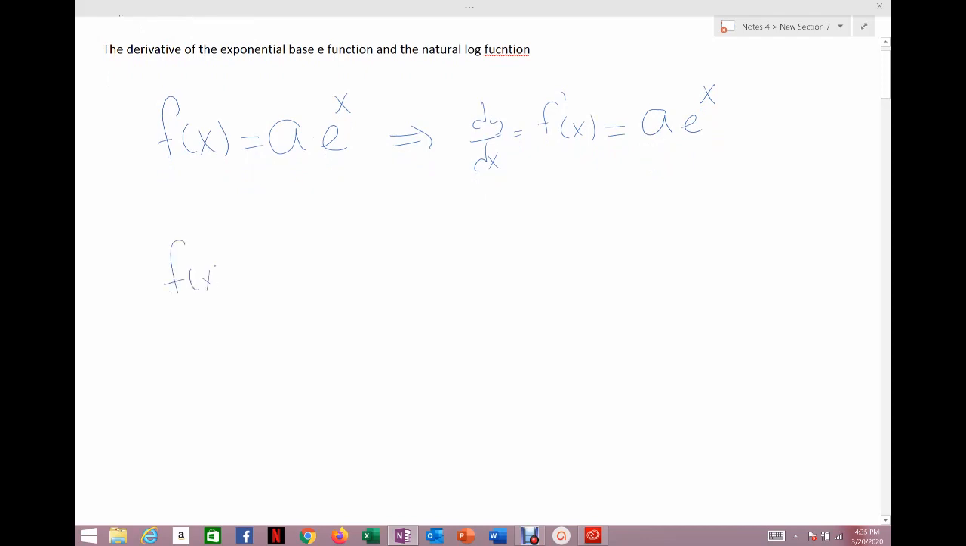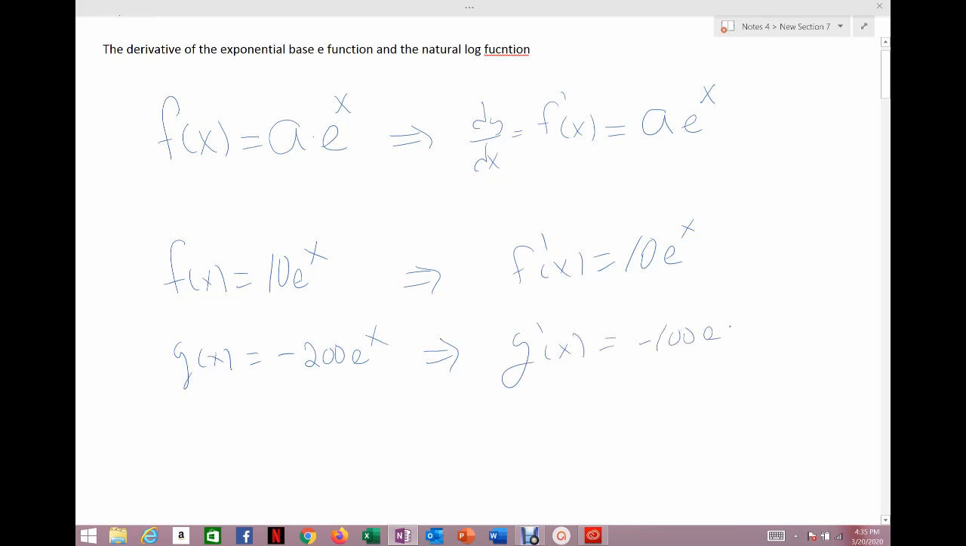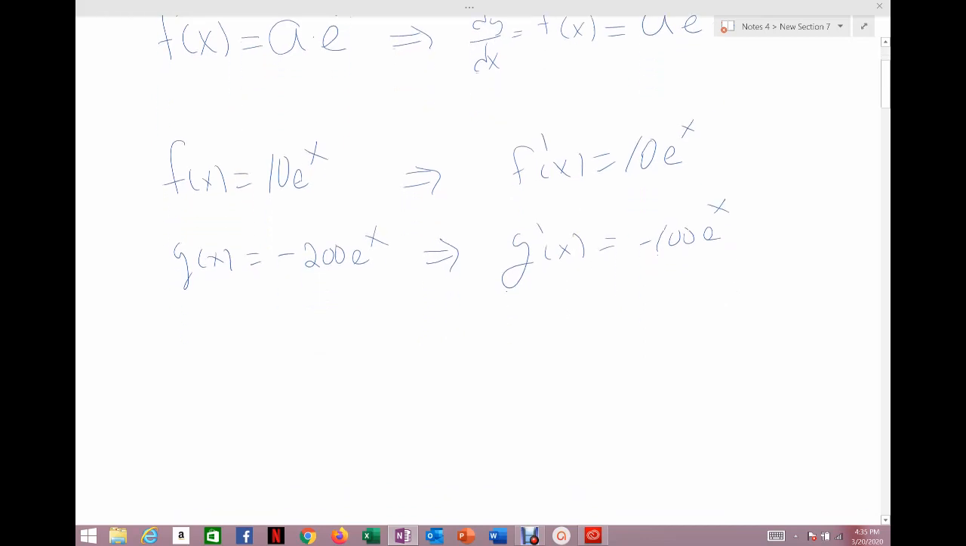So if I start with 10e to the x, its derivative is 10e to the x. If I have negative 100e to the x, its derivative is negative 100e to the x. Its derivative is just itself. Coincidentally, its second derivative is also itself. If I take the second derivative of g, it's also negative 100e to the x. They keep going on. The third derivative would be negative 100e to the x. The fourth derivative would be negative 100e to the x.